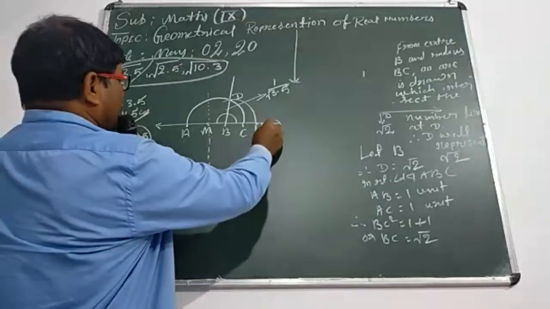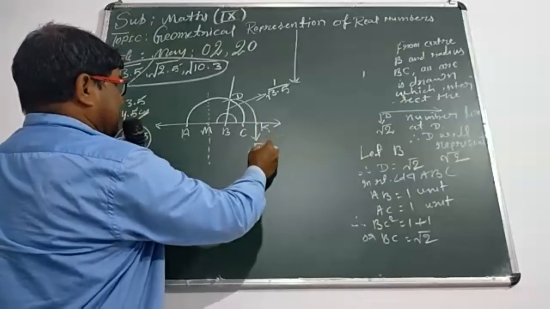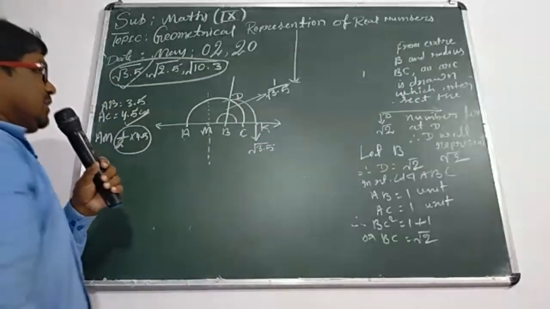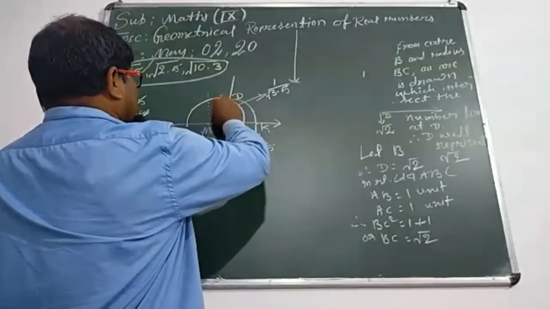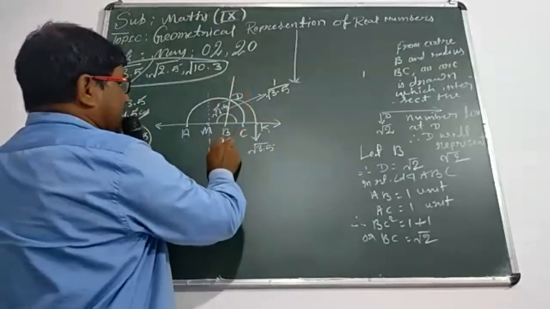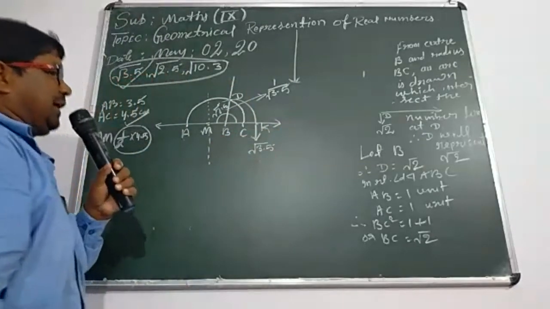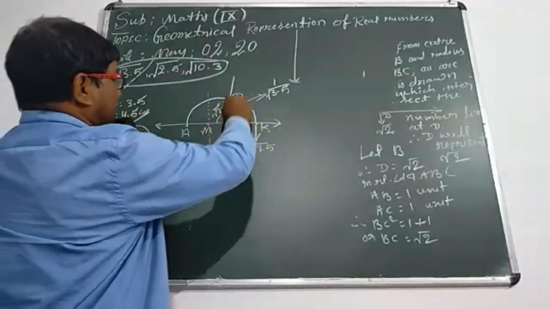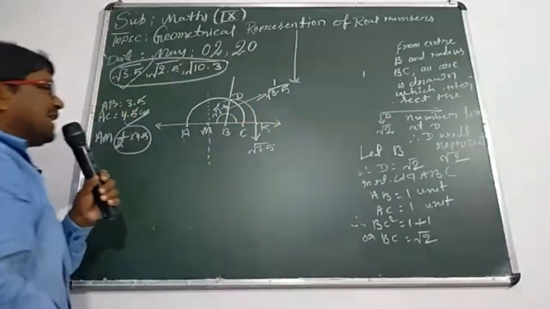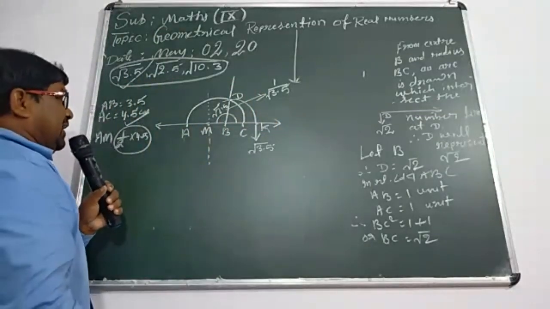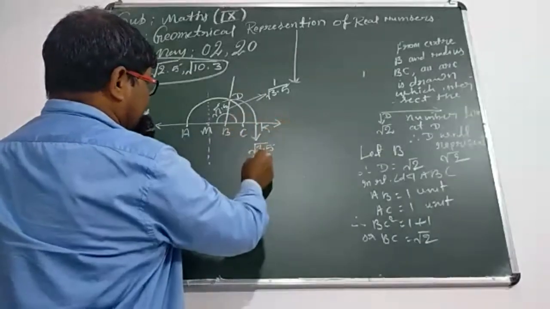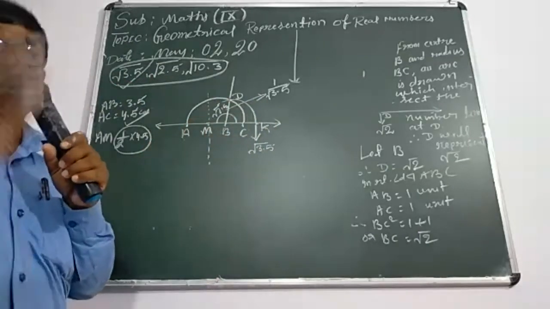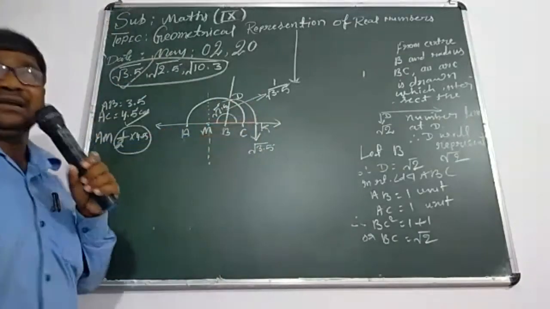Okay, this point will be K, and that will represent under root 3.5 on the number line. If BD is under root 3.5, then BK is also under root 3.5, because this is the circular arc, and BD equals BK, they are the radii of the same circle. So BD equals BK equals under root 3.5. Understood now? Can you write the steps of construction?